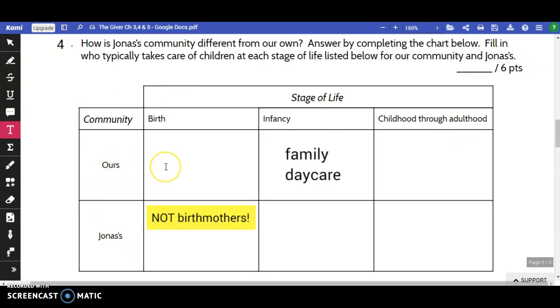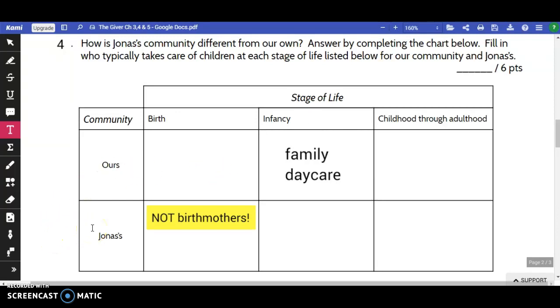So at birth, who takes care of a child in our community? During infancy in our community, typically family members or daycare take care of a child. And childhood through adulthood, who usually takes care of children in our community? Hint, there might be an adult in the classroom that you could mention.